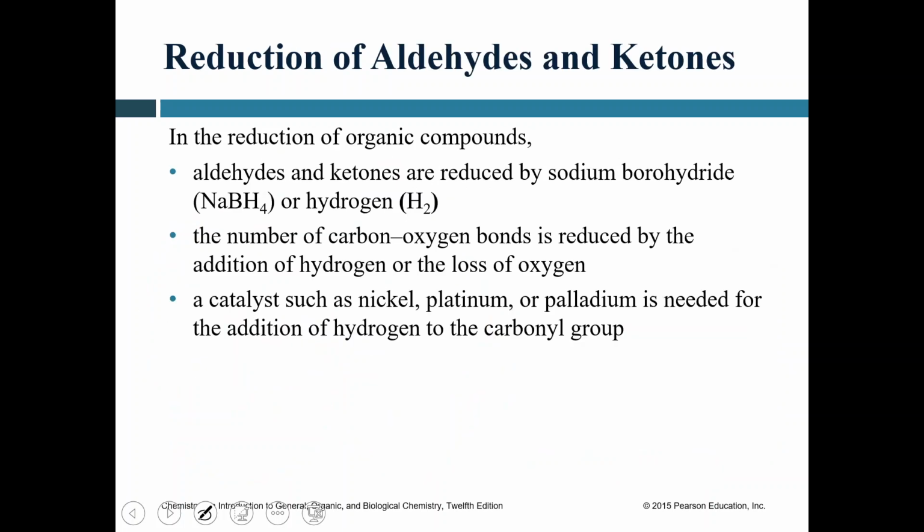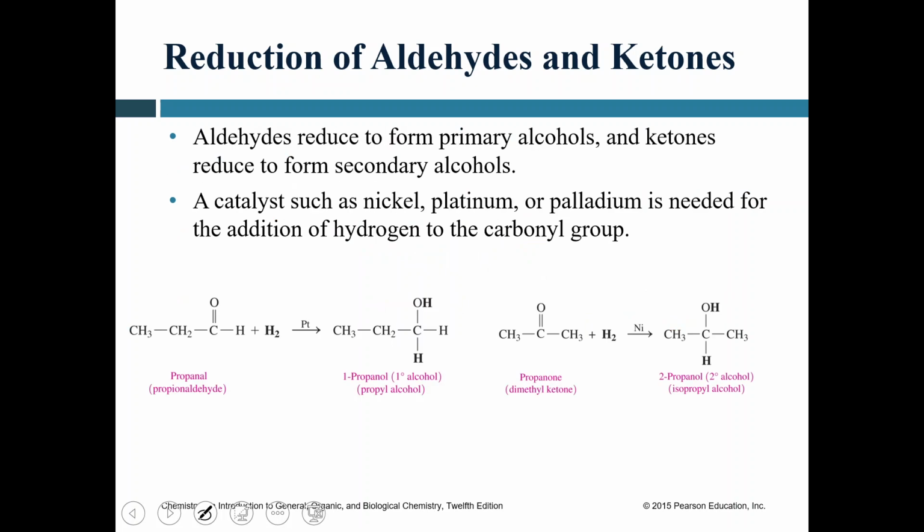Now, aldehydes and ketones can be reduced by various compounds, such as sodium borohydride or hydrogen. So after the reduction, the number of bonds between the carbon and oxygen is reduced, either via addition of hydrogen or loss of oxygen. The catalyst for this reaction can be nickel, platinum, or palladium, or other metals of the 8th group. And this is how this reaction looks.